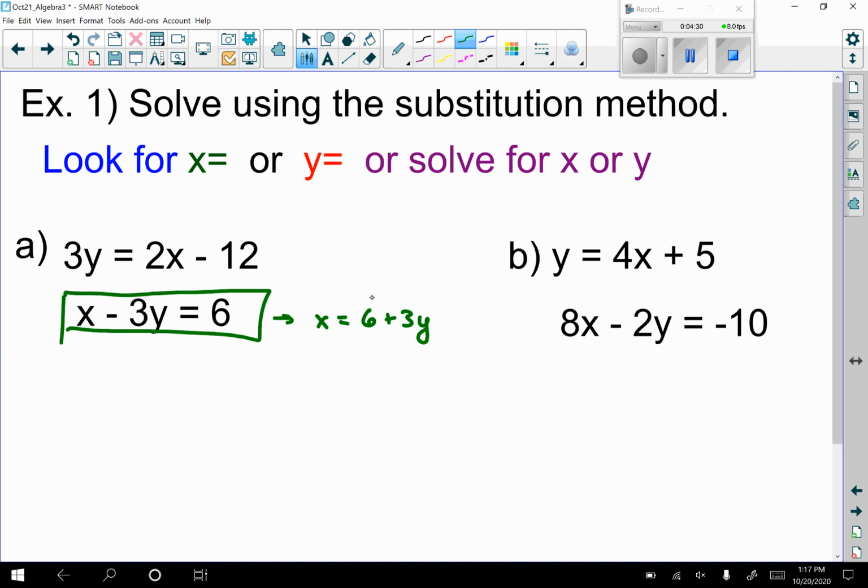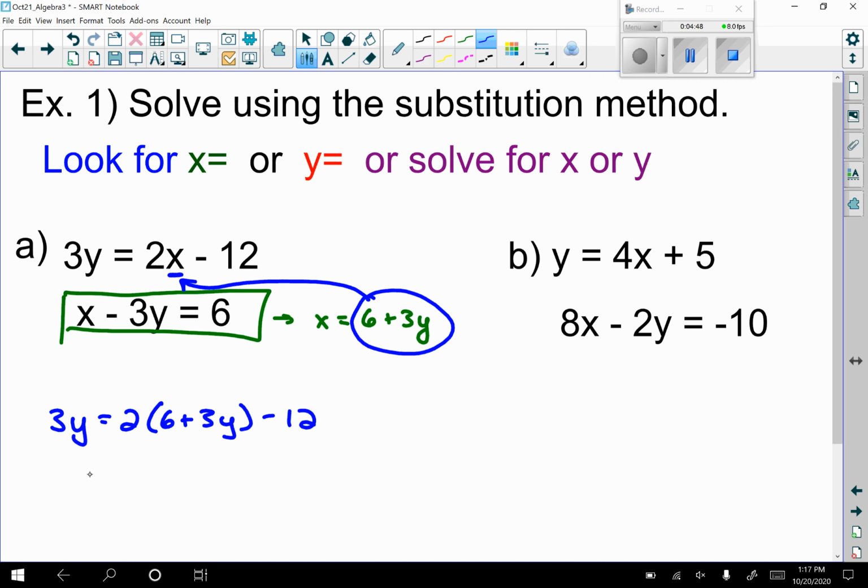Now what I could do is take this 6 plus 3y, since it's equal to x, and wherever I see an x up here, I'm going to substitute that. So now I have 3y equals 2, but instead of x, I'm replacing it with what x is equal to, 6 plus 3y, and then minus 12. So now I just solve for y. So we get 3y equals, distribute the 2, 12 plus 6y minus 12.